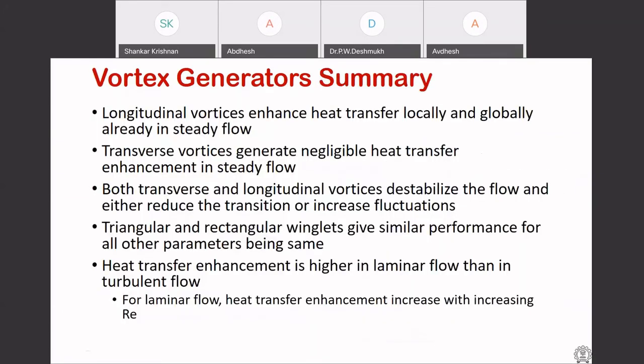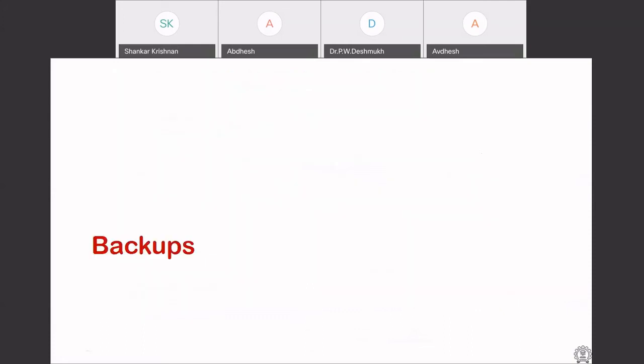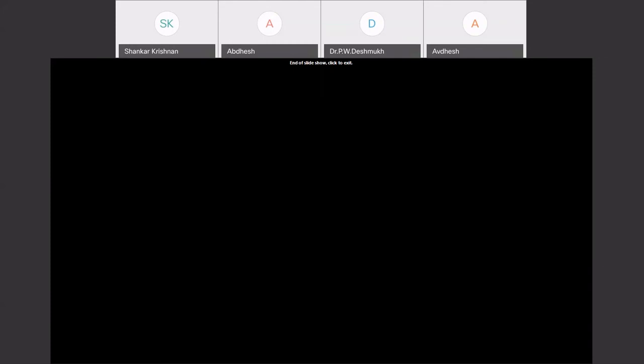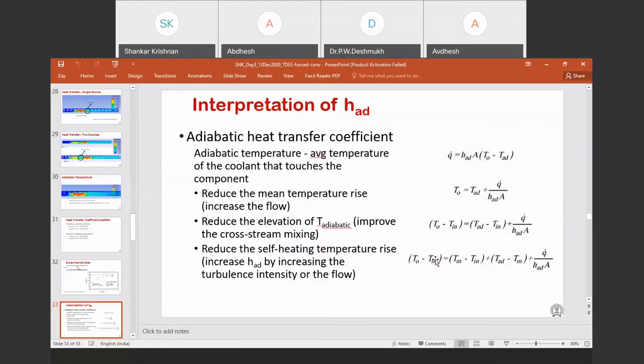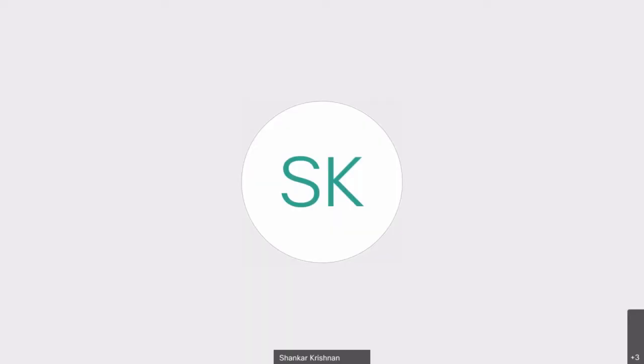That's a very quick overview of heat transfer enhancement from these post convection. There are many methods by which people do these things, so discussing all the possible enhancement is really not feasible. I'm going to stop sharing now.